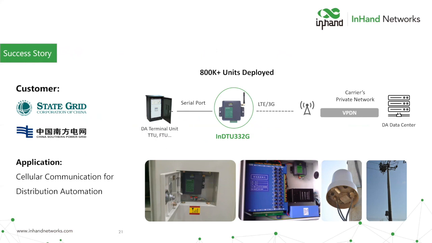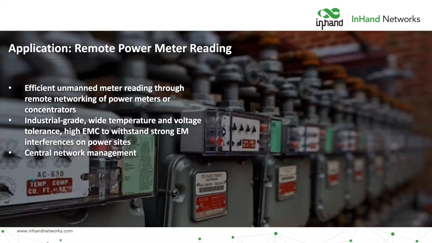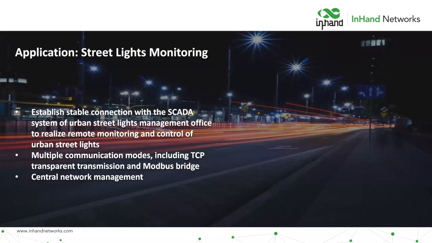So this is a very common application you will see in the metering side, automation and control for the grid, because you have so many different points distributed so far over a geographical location. So as I mentioned, remote power meter reading. So to actually pull the metering, efficient unmanned meter reading through the remote network. It's industrial grade because it's high EMC level. You don't have to worry about a lot of the surge or electrostatic or electromagnetic interference that would come from being around a lot of high power applications.